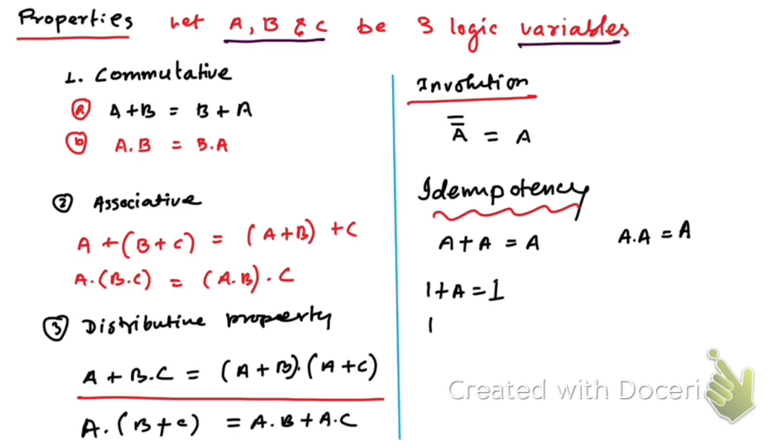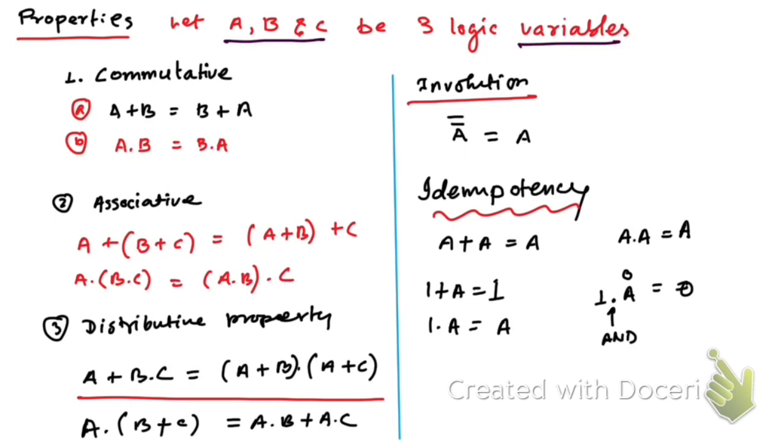Then similarly 1 dot A, that's going to be A, right? When you put 1 dot A, it represents the AND gate. In the case of the AND gate, to get 1, both the variables must be 1, and to get 0, any one of them must be 0. But here one variable is already 1, so the result depends on A only. Whatever the value of A is, that's going to be the result here. In this case, if you put 0 here, then it's going to be 0.